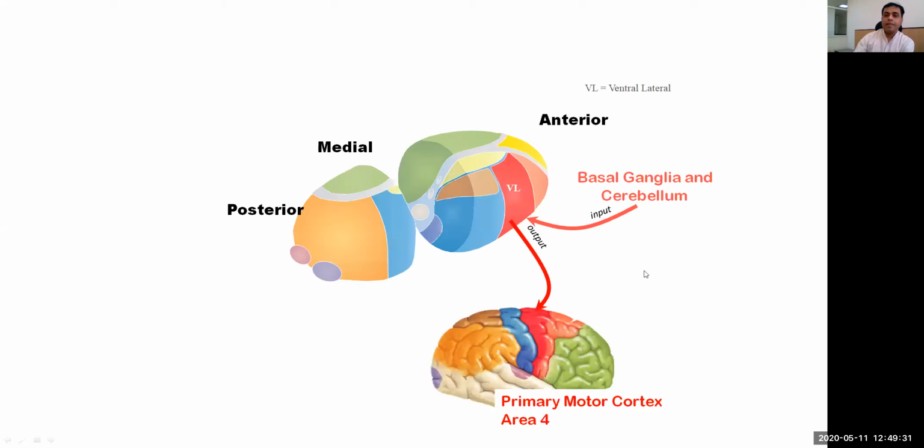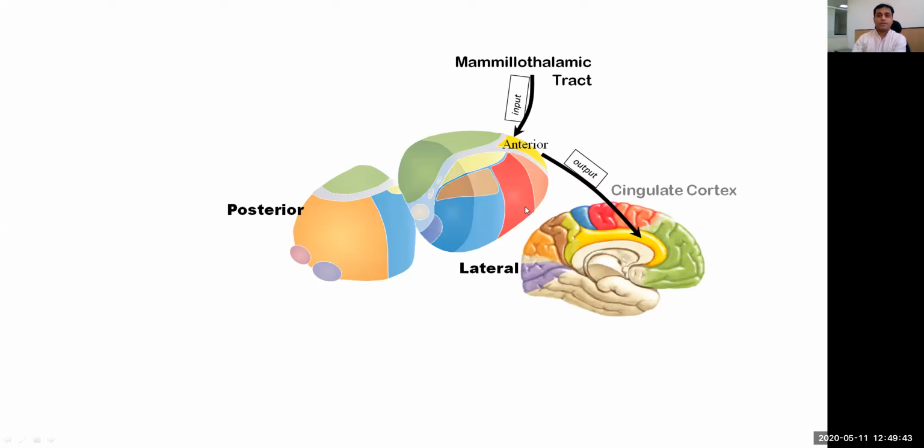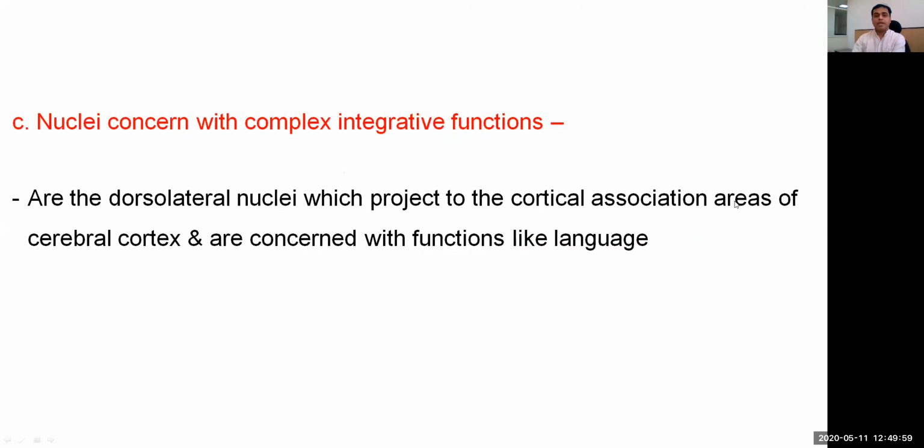As we can see here, from the basal ganglia and cerebellum, the input is coming to the ventrolateral group of nuclei, and ultimately the output is going to the primary motor cortex, and hence this particular nucleus is concerned with motor function. Then the mammillothalamic tract, that is from the mammillary body, gives input to the anterior group of nuclei, and the output is coming to the cingulate cortex, and therefore it is concerned with emotion and memory.